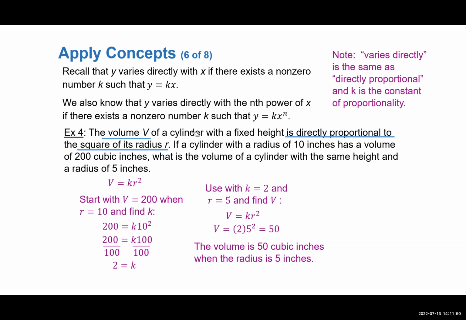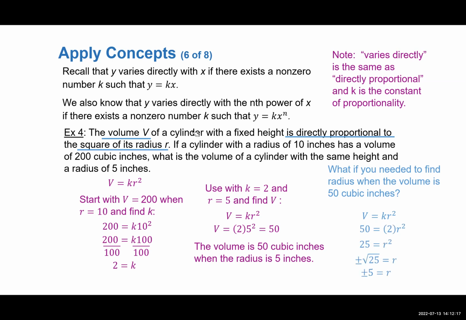Again, this is a direct proportionality problem, and this is pretty much the same problems that we've been doing since the first unit. Okay. Then they give us kind of a what-if. What if you needed to find the radius when you knew the volume was 50? So you'd put 50 in for V, you'd put 2 in for k, and you'd solve backwards. So you end up dividing by 2 and taking the square root. But only positive 5 makes sense, because how could you have negative 5 as a radius, as a length measurement?